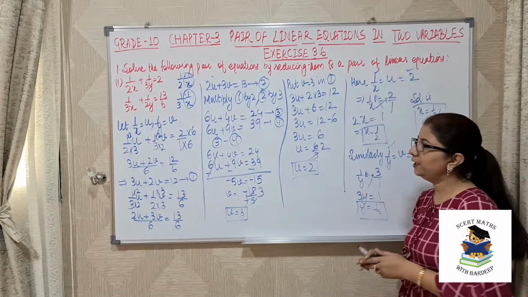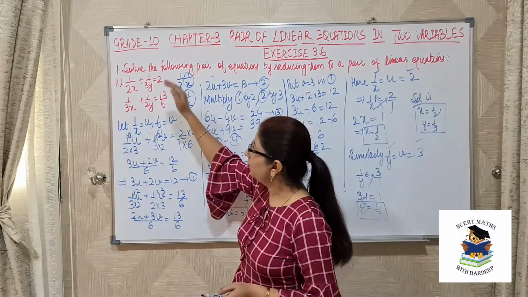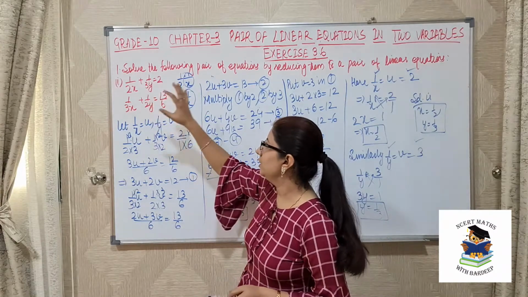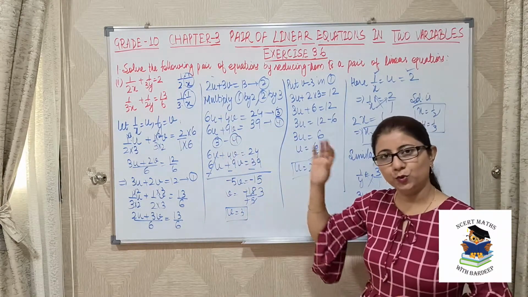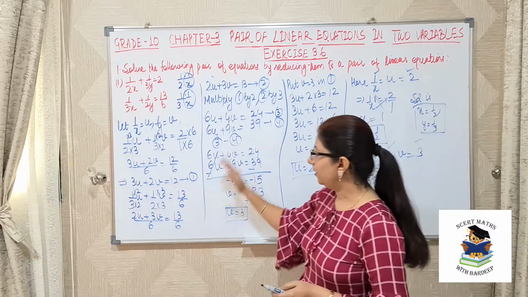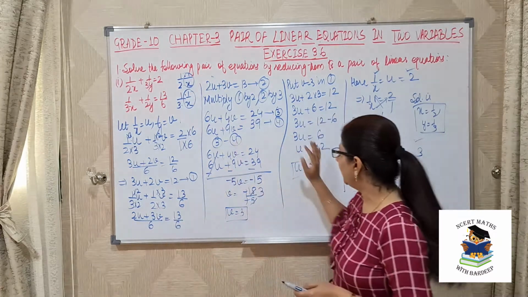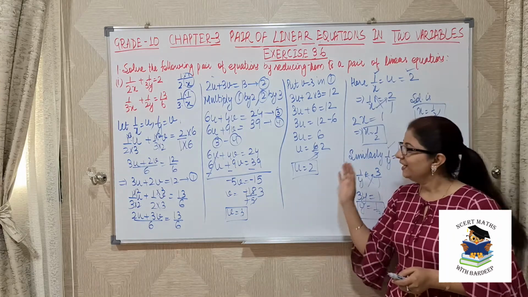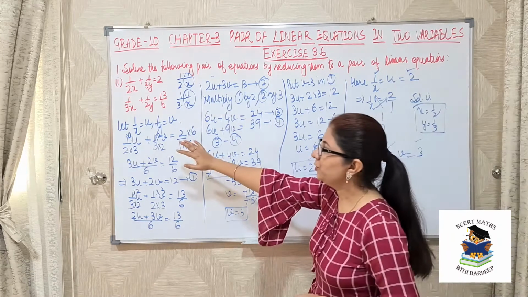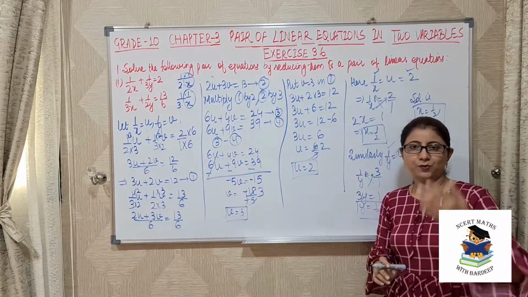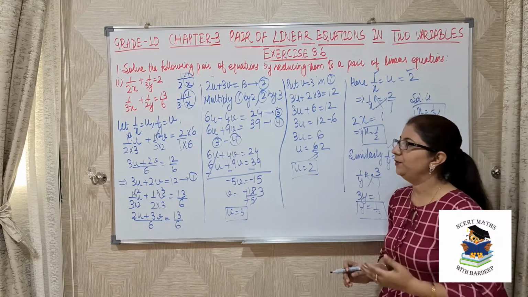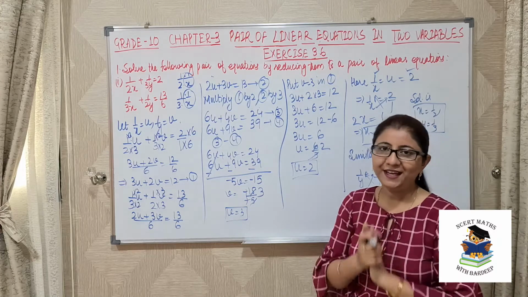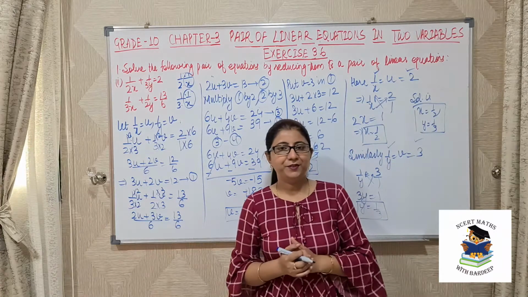So I repeat what we have done. We have taken 1 by x as u, 1 by y as v, put them in the equation and reduced these equations to linear format. Then I have used the elimination method combined with the substitution method to find the values of u and v first. Again these values are substituted in our assumed values, that is 1 by x equals u and 1 by y equals v, to get our final values of x and y. So this is our first part.